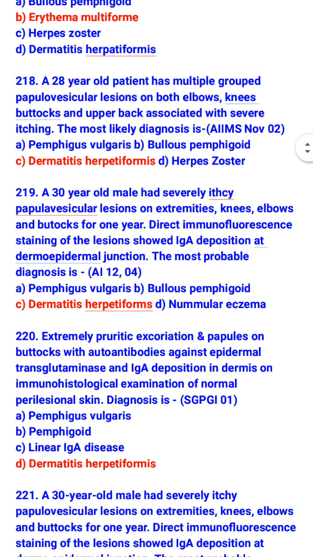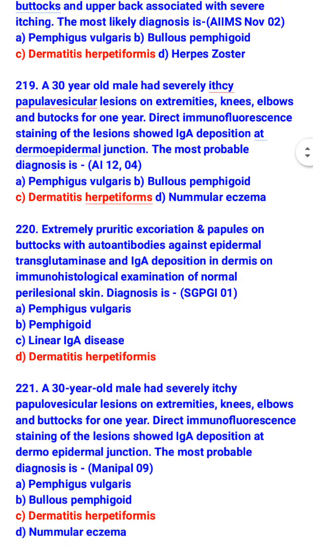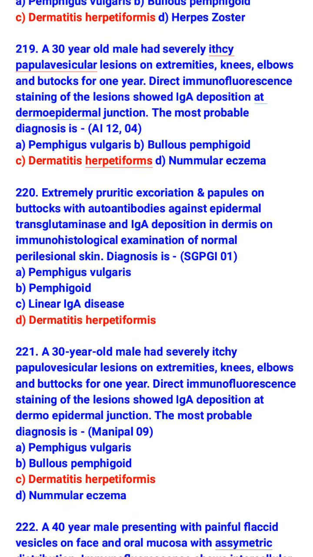A 30-year-old male had severely itchy papillovesicular lesions on extremities, knees, elbows, and buttocks for 1 year. Direct immunofluorescence staining of the lesion showed IgA deposition at the dermo-epidermal junction. The most probable diagnosis is dermatitis herpetiformis. Extremely pruritic excoriations and papules on buttocks with autoantibodies against epidermal transglutaminase and IgA deposition in dermis on immunohistological examination of normal perilesional skin. The diagnosis is dermatitis herpetiformis.